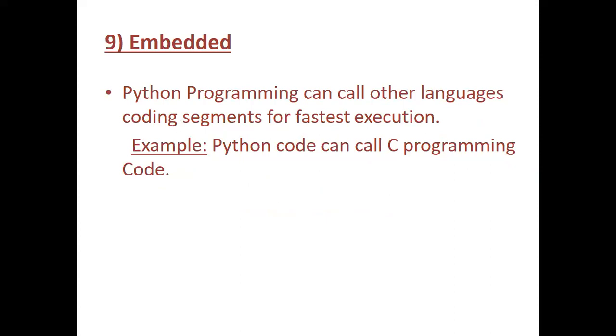Next is embedded. Why? Because Python programming can call other languages' coding segments for the fastest execution. For the fastest execution, Python programming can also call other languages' coding segments. Example, Python code can call C programming code as well. Let's go ahead.